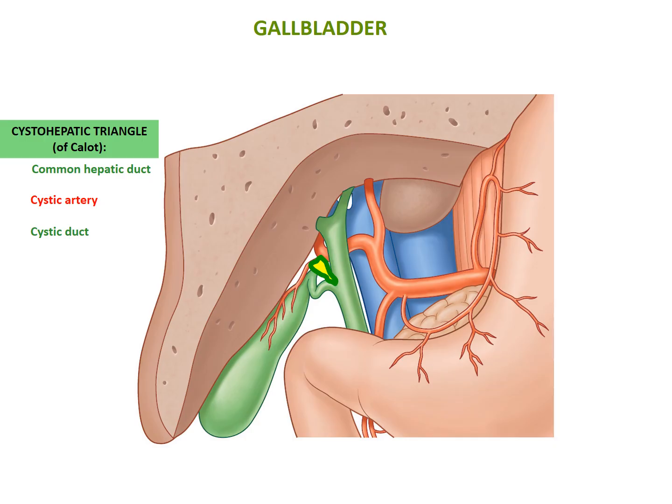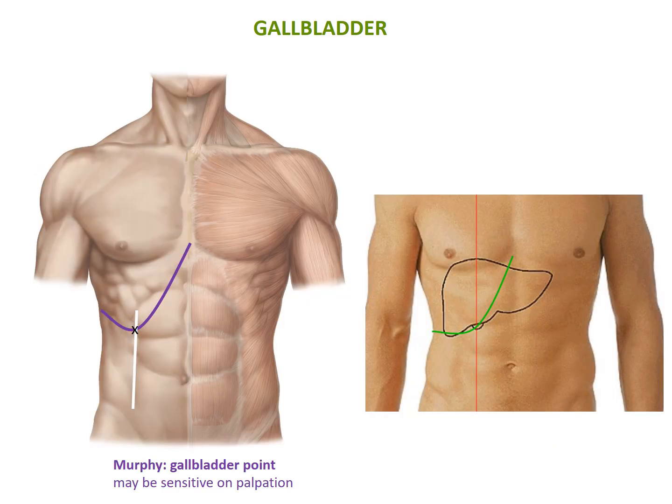The cystohepatic triangle of Callot is a topographical space bordered by the liver, common hepatic and cystic ducts. It is a site for ligation of the cystic artery during cholecystectomy. The fundus of the gallbladder is in contact with the anterior abdominal wall and 9th costal cartilage at the point where it is crossed by the linea semilunaris. The gallbladder projects on the anterior abdominal wall at Murphy's point, which is located at the intersection of the midclavicular line and costal margin.